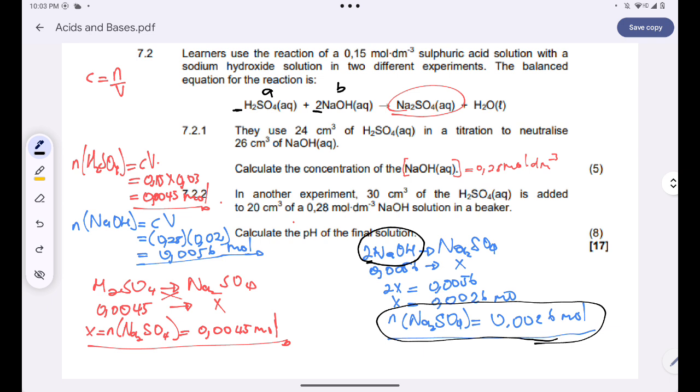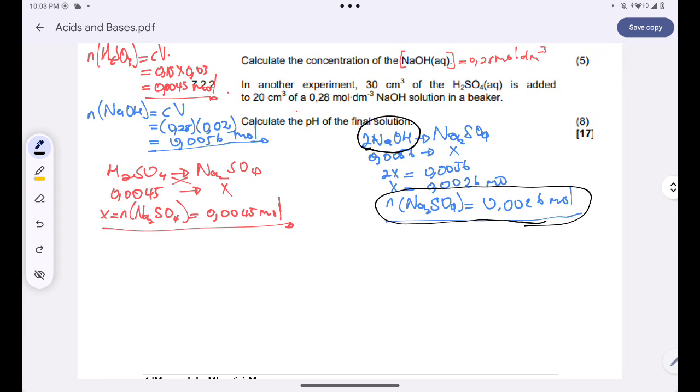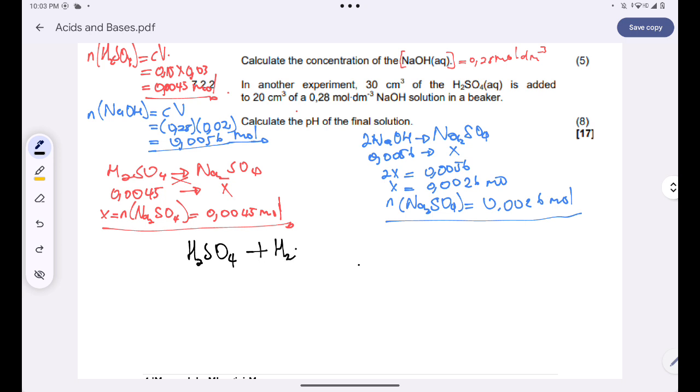So the pH will be determined by the reagent which is in excess. Keep that in mind. Since sulfuric acid is in excess, I think it's safer for me to write down the ionization equation of sulfuric acid. Sulfuric acid ionizes in water to donate 2 protons plus SO4 2 minus. Just for the balancing of the equation, I need to place a 2 there.